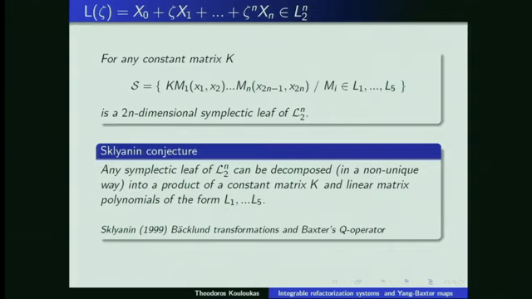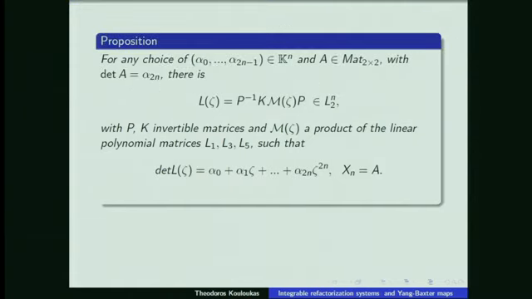in this direction we have managed to prove a weaker proposition that says that for any choice of constant values alpha 0 to alpha 2n minus 1, and for any matrix A, there is at least one symplectic leaf of this form, where P and K are invertible matrices, and M zeta is a product of linear polynomial matrices L1, L3, and L5, a product of these 3 matrices in any combination, such that the Casimir functions on this symplectic leaf are exactly the initial values that we have chosen, alpha 0 to alpha 2n minus 1.